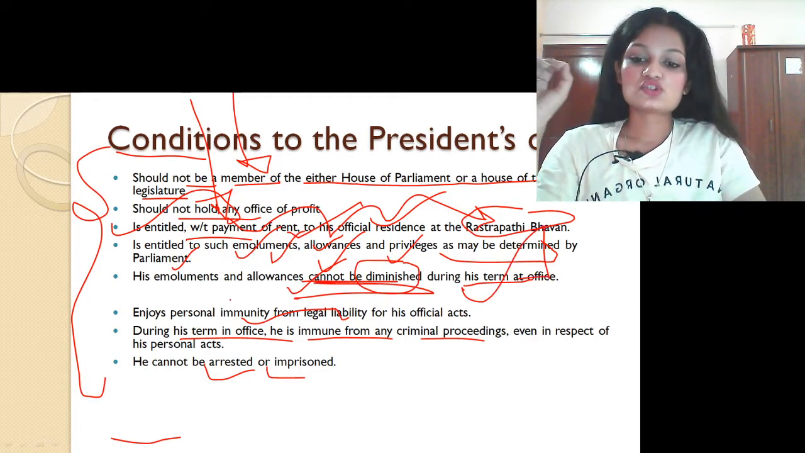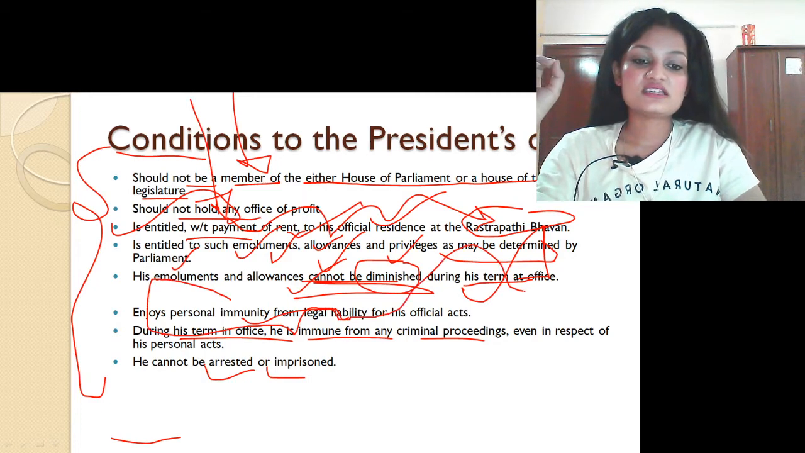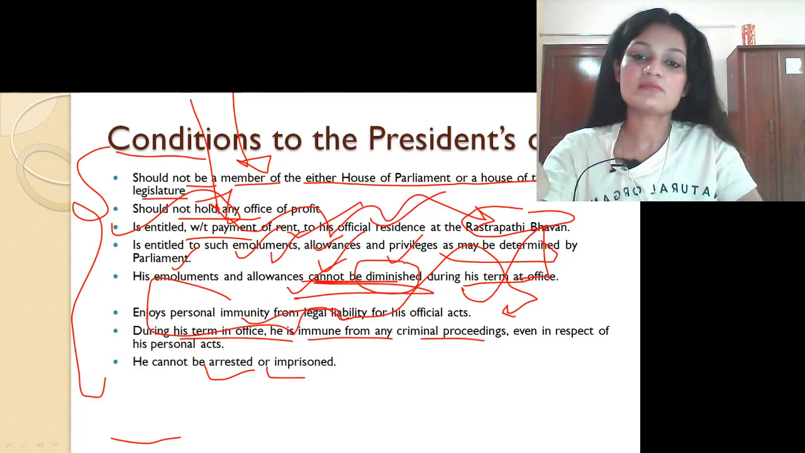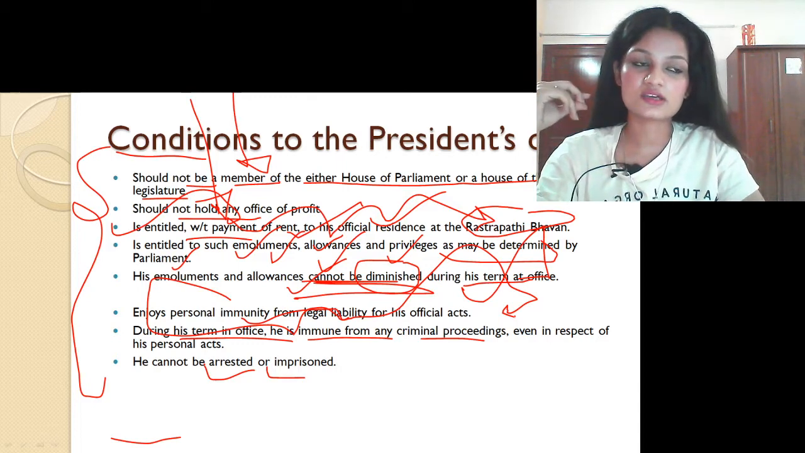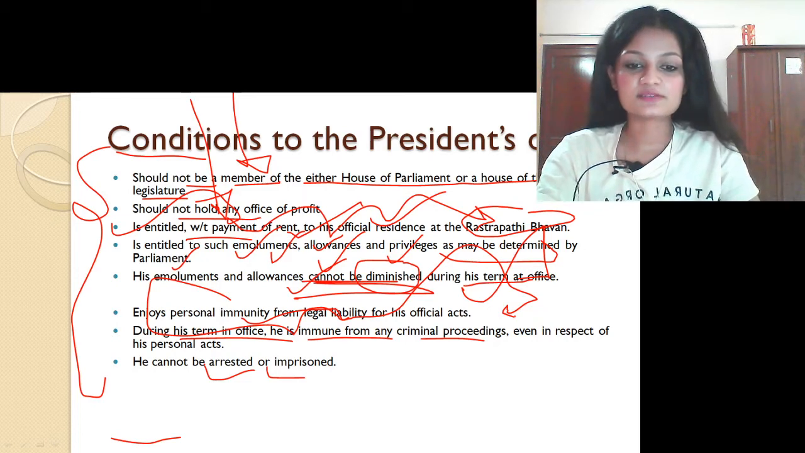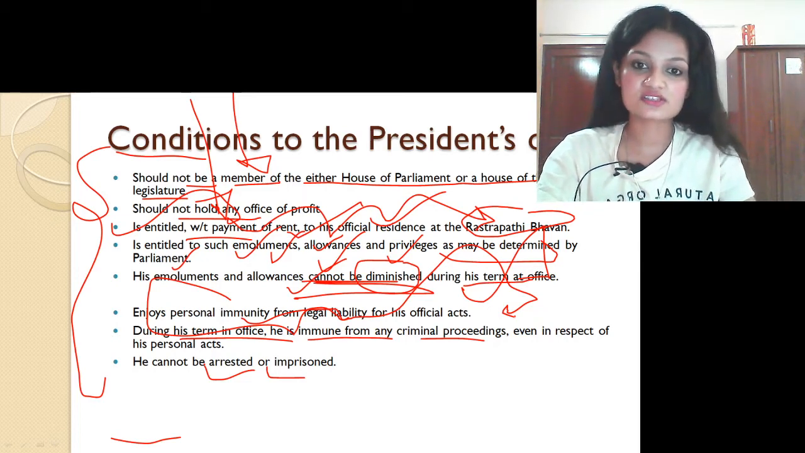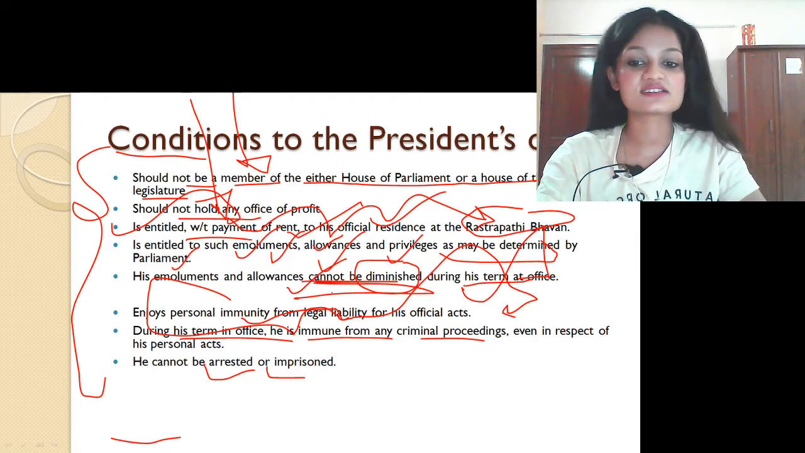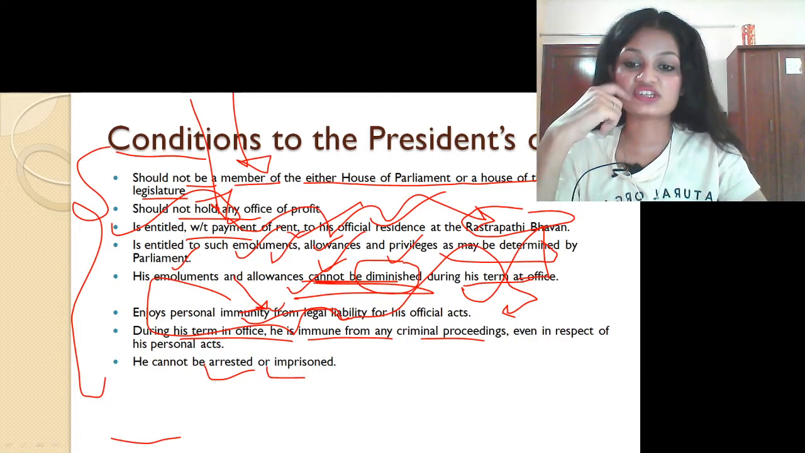He also enjoys personal immunity from legal liability for any official acts. Actually, this is pretty important because sometimes in objective questions, they'll just ask you, can a president be put into jail during his term at an office? So he can't, because he enjoys immunity from any legal liability for his official acts.